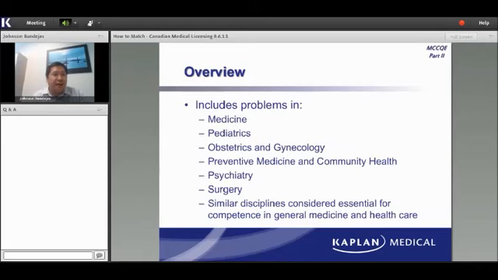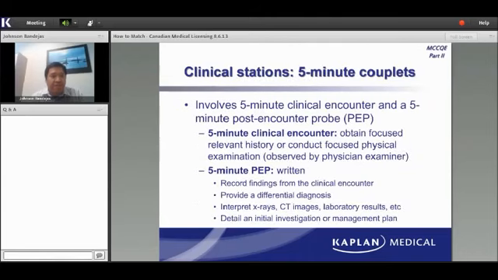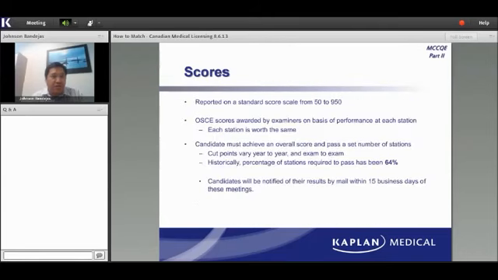You will be tested on the following disciplines, similar to that of the EE and the QE1. And the scoring for MCC QE2 will be given in standard scores from 50 to 950.